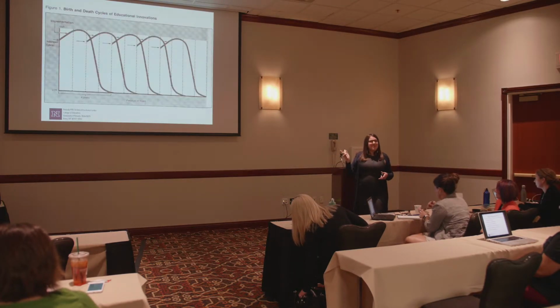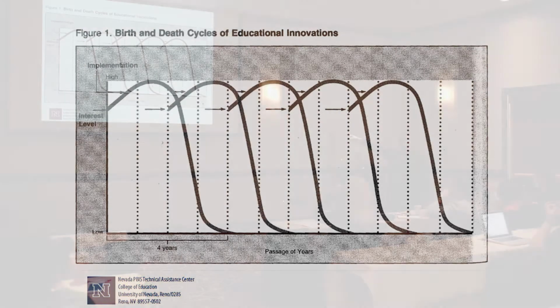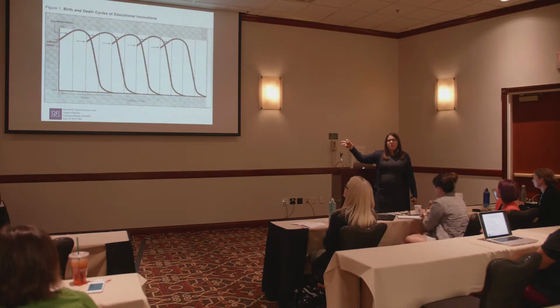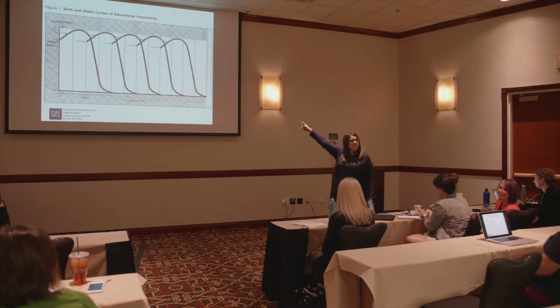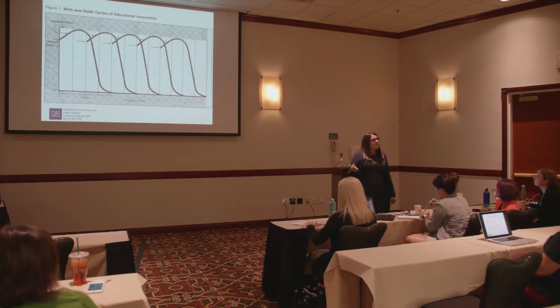So here's that birth and death cycle of educational initiatives that I was talking to you about. And this is published, this comes out of the literature. So you can see that about every 4 years, we bring on a new initiative, and within that 4-year cycle, that initiative goes away. This is very typical of education. I don't know how long you all have worked in schools, but if you work in schools for 16, 20 years, you will see things come and go, and things come and go. And we really want to prevent that, right?